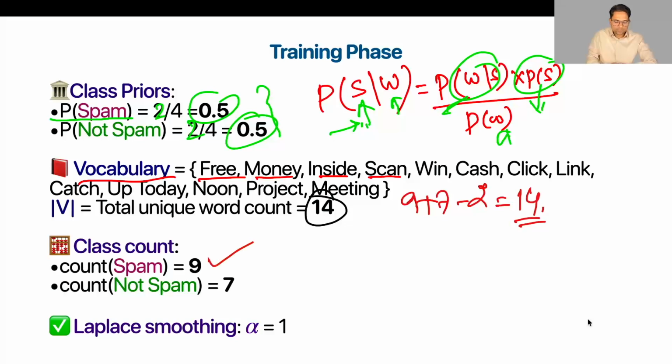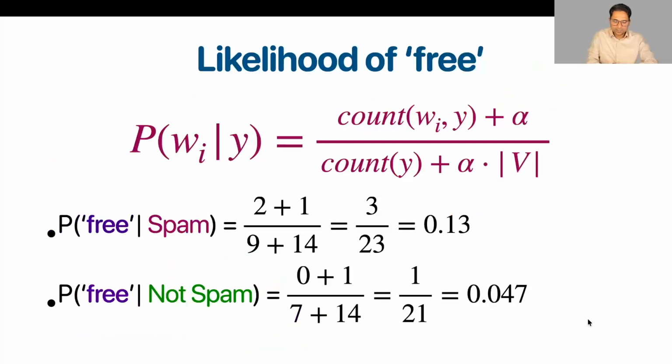And the total count of spam we counted is 9, and for non-spam that is 7. So it's the count of all the words in spam emails and the count of all the words after tokenization in non-spam emails. And the Laplace smoothing that we will consider is alpha equal to 1. Okay, let's see, we will understand this.